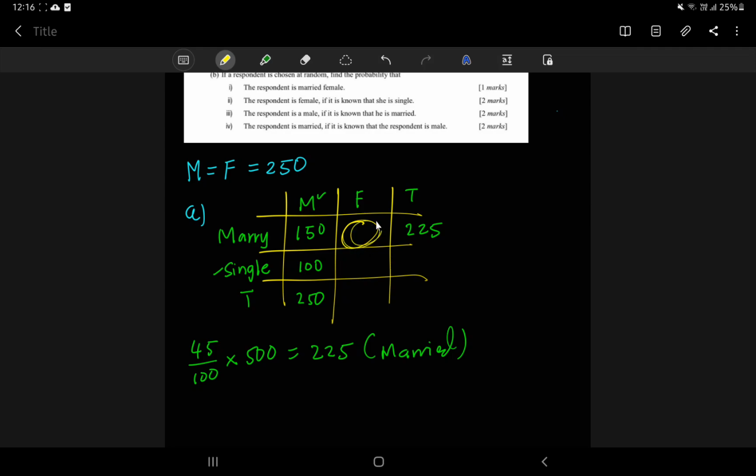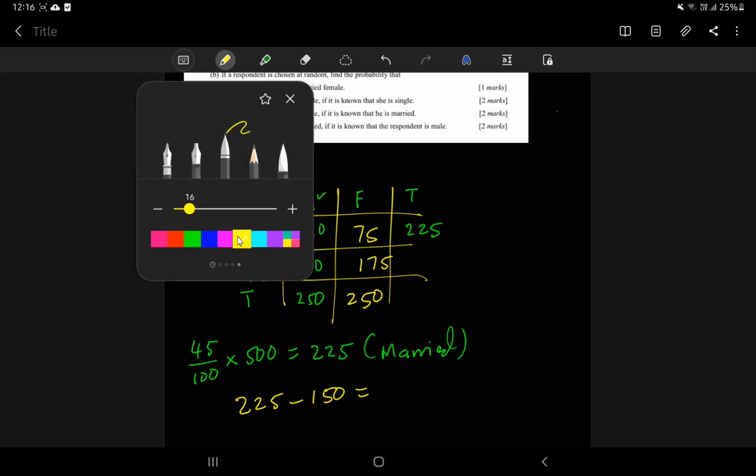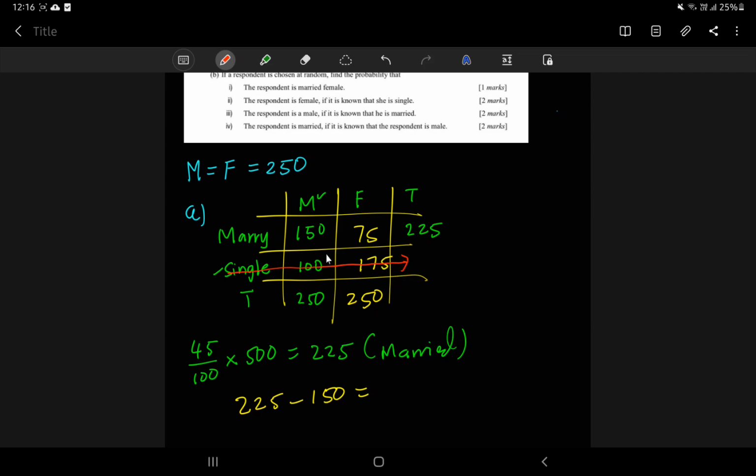If you want to find the value for the married female, it is simply the difference between 225 minus 150, which is 75. Because we know that the total female should be 250 also. If you want to find the value of single female, it is just the difference between this and that. 250 minus 75 is 175. So when you evaluate the total single, it should be 100 plus 175. You just add up this row. 100 plus 175 is 275.